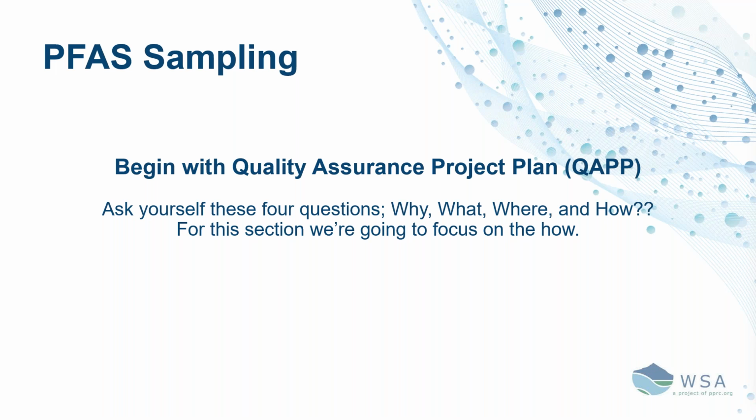When it comes to PFAS sampling, you really want to begin with a quality assurance project plan, or QAPP. Basically, your QAPP will answer these four questions: the why, the what, the where, and the how. Your QAPP begins with some background of your facility, and some background of why you're sampling for whatever it is you're sampling. In this case, it's PFAS. It covers how you're going to go about sampling, where you're going to sample, how you're going to collect those samples, preserve them, and get them shipped off to the lab, and it also specifies the credentials of your laboratory as well.